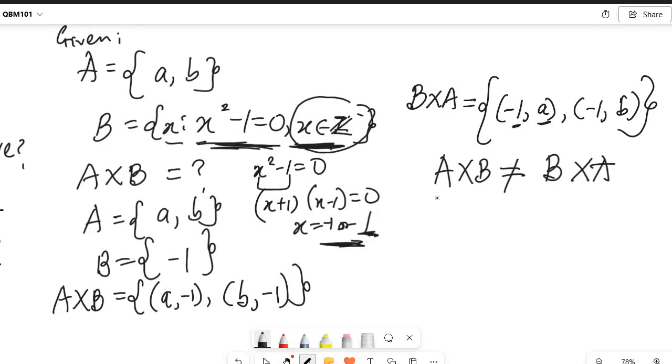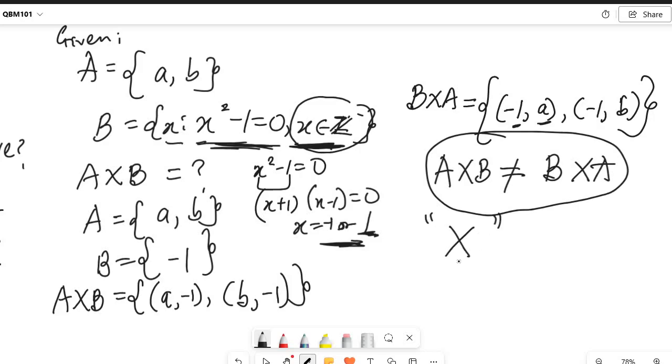I don't believe at any point in time your Cartesian product would ever be equal for different sets. So A times B is not equal to B times A, which means that your Cartesian product operation is not commutative. Okay, take note of that. It's not commutative. All right, so this idea will guide us to understanding what these things mean actually.